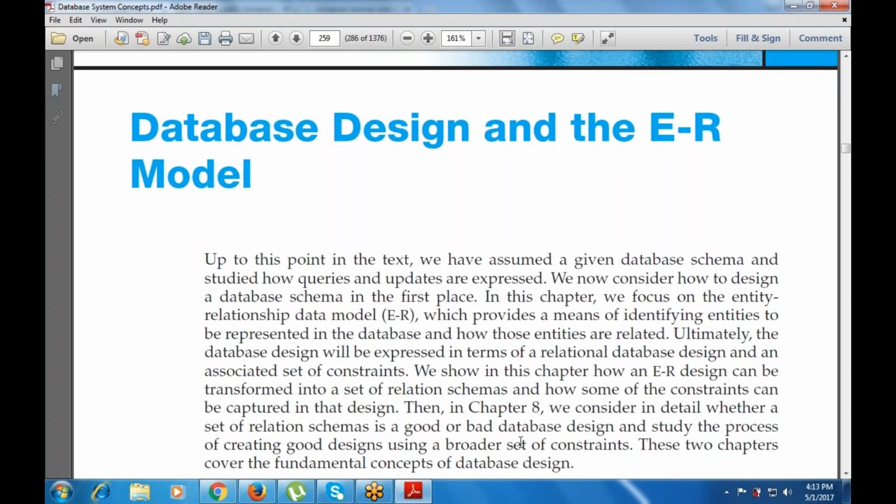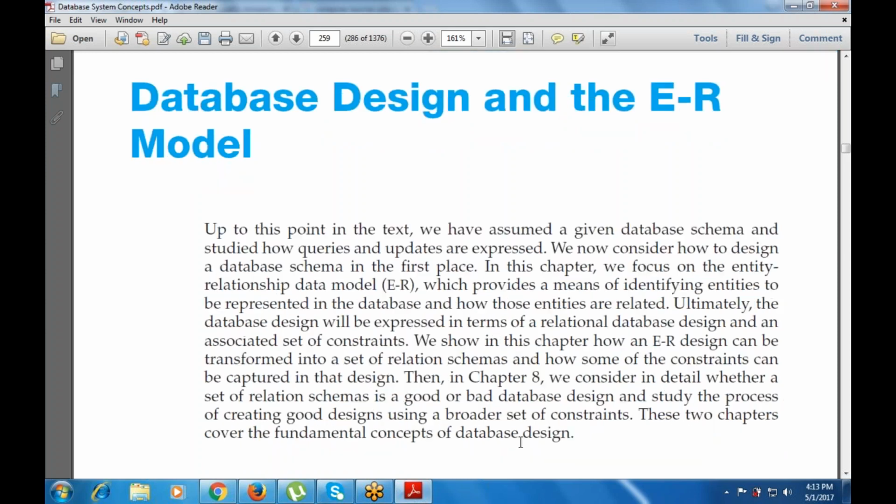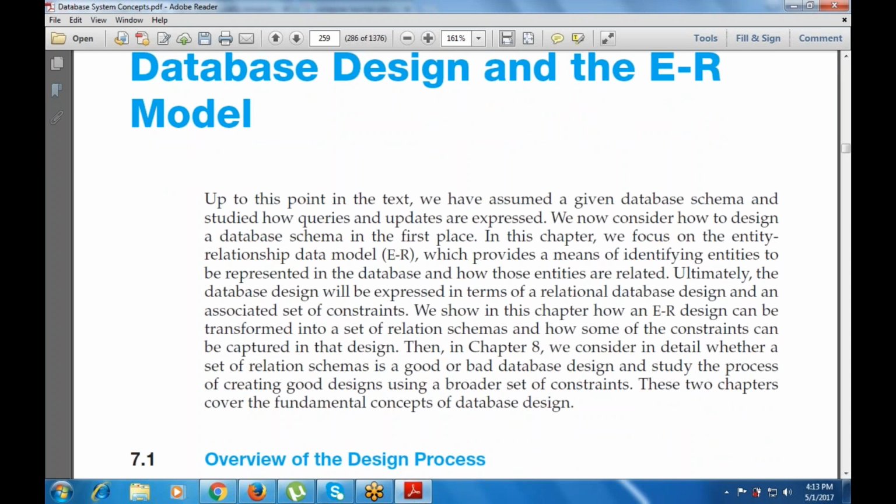Then in detail, we study whether a set of relation schemas is good or bad database design, and study the process of creating a good design that is also done using a broad set of constraints.